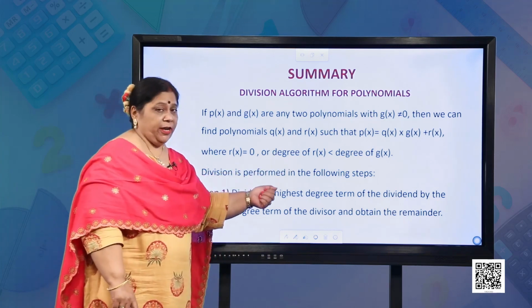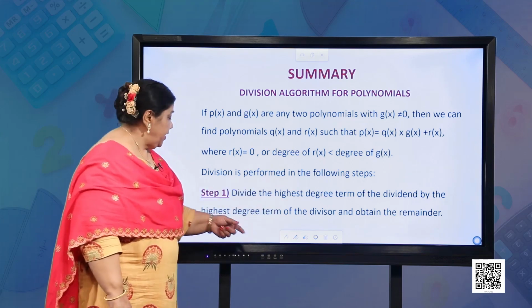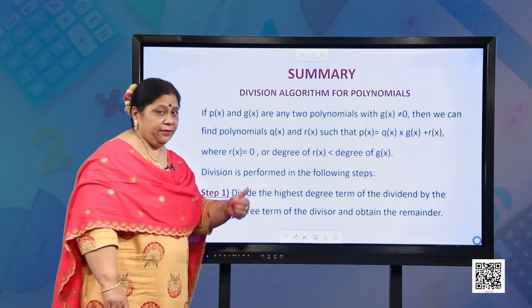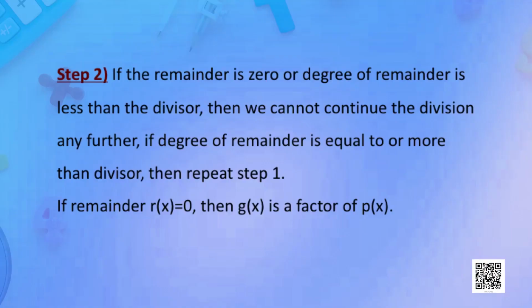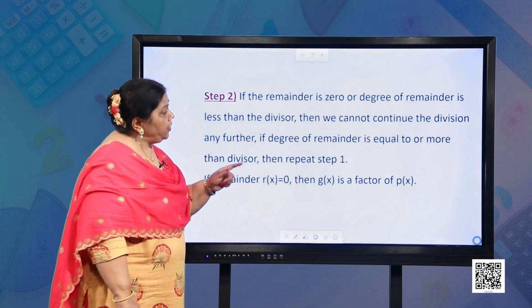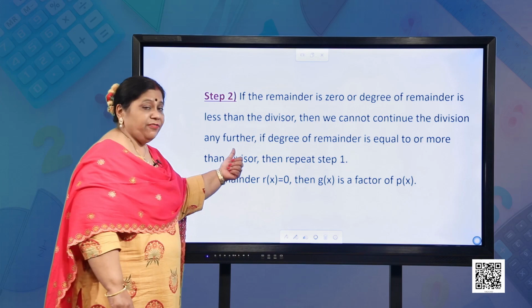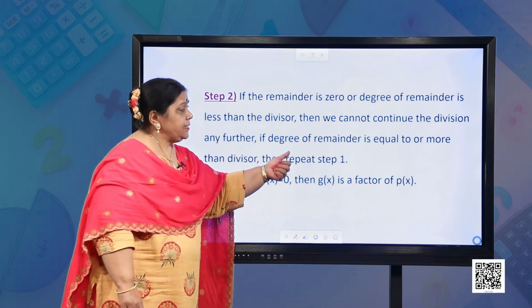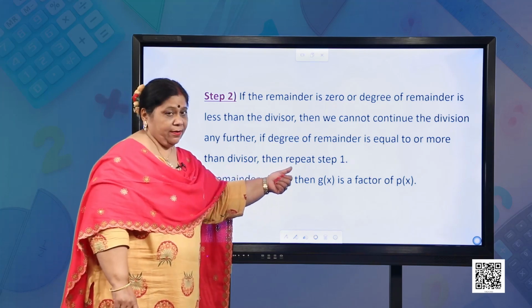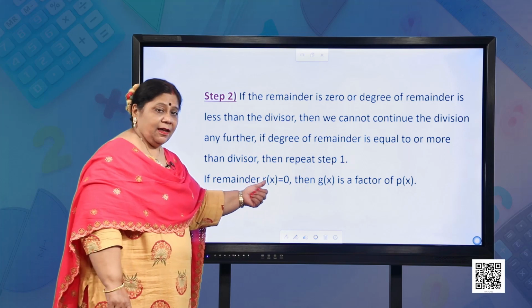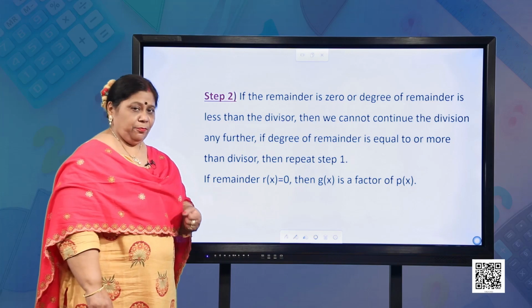Division is performed in the following steps. What is the first step? Divide the highest degree term of the dividend by the highest degree term of the divisor and obtain the remainder. Step 2, if the remainder is 0 or degree of remainder is less than the divisor, then we cannot continue the division any further. If degree of remainder is equal to or more than divisor, then repeat step 1. If remainder r of x is equal to 0, then g of x is a factor of p of x.